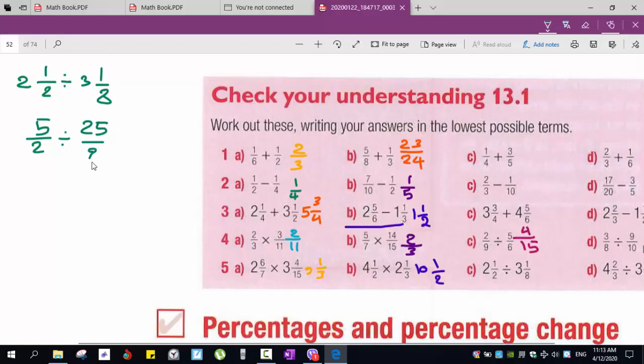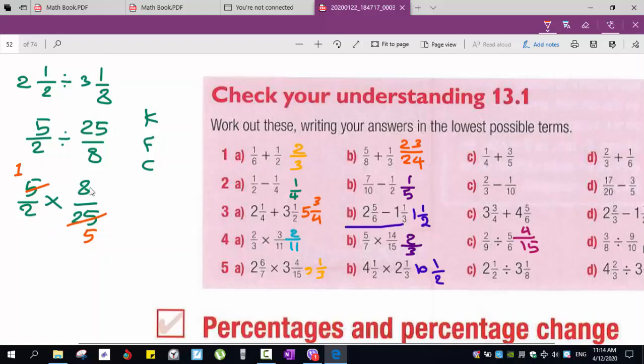25 over 8. Now follow KFC: keep the first fraction, flip the second fraction, change the division to multiplication. Keep the first fraction, 5 over 2, flip the second fraction, 8 over 25, and change division to multiplication. Before we multiply, there is some simplification. We can divide this by 5, it will be 5. We can divide this by 5, it will be 1.